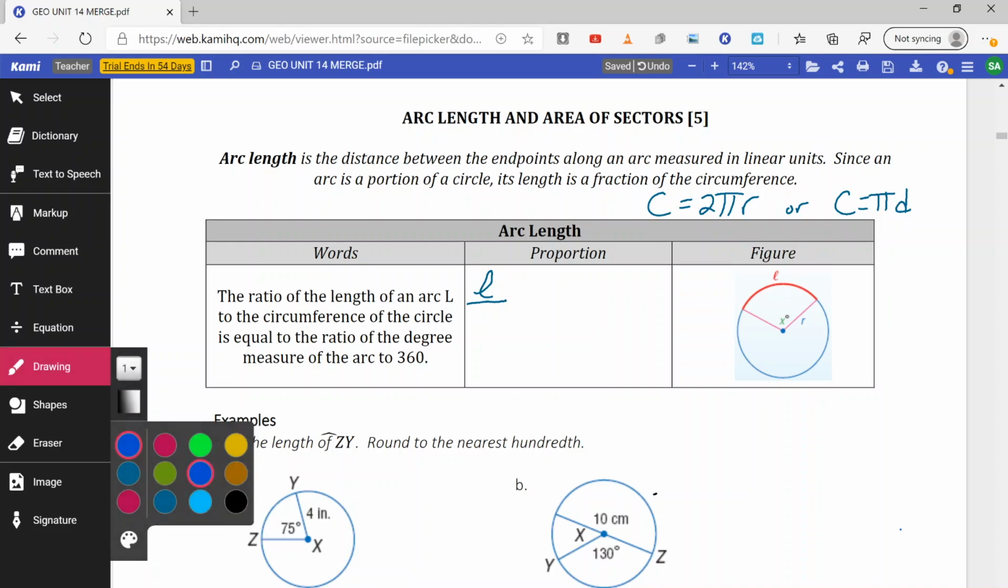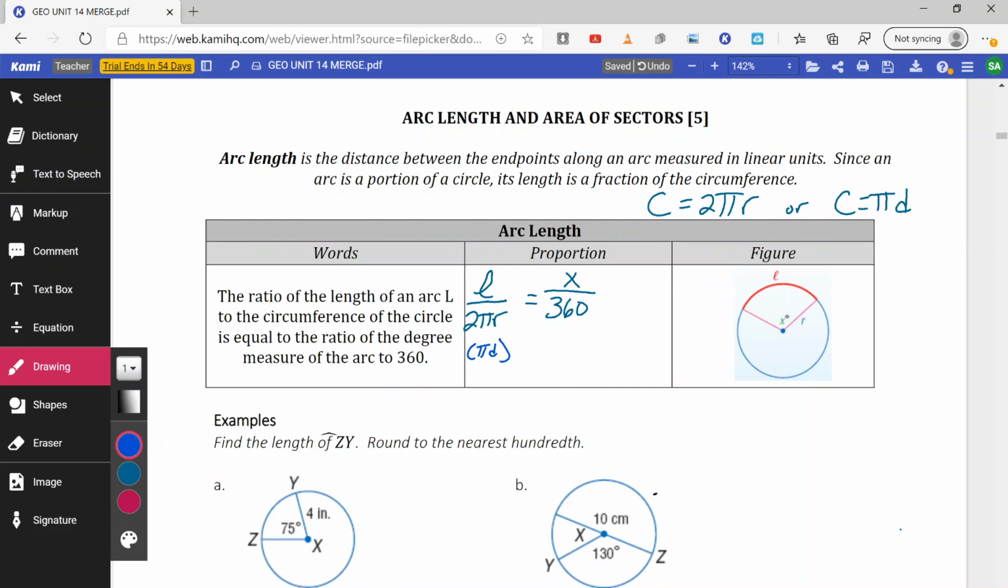But for intents and purposes of this one, we will use the formula 2 times pi times the radius for circumference, and it is equal to the ratio of the degree of the arc. In this case, it's going to be x over 360 degrees. So there's the proportion. We're going to be using this proportion in order to figure out either our central angle or the length of our arc L. The other way that we could have used it, instead of 2 pi r, the option would have been pi d, pi times the diameter.